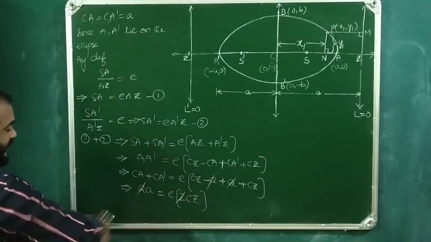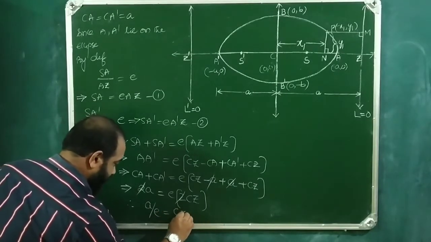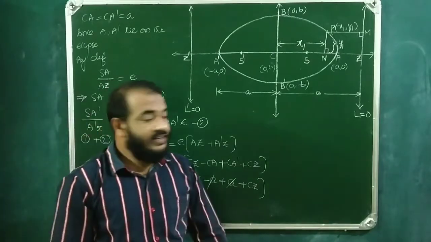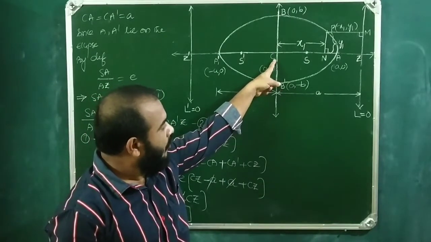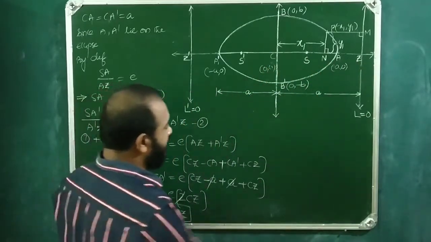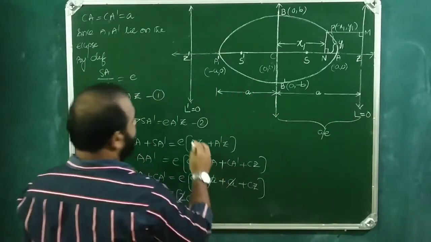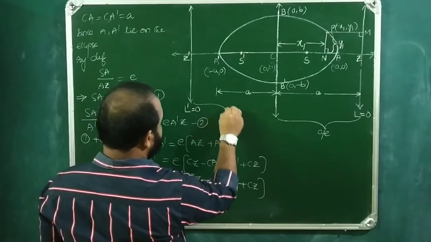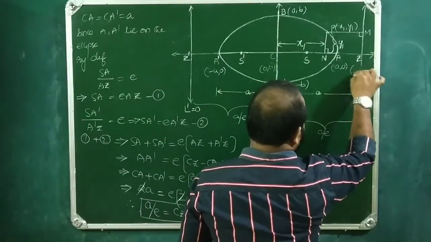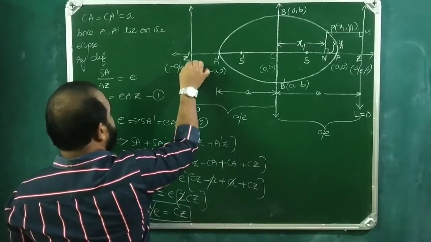So 2 gets cancelled. Therefore we get a by e is equal to CZ. That means the distance from the center of this ellipse to the directrix is a by e. In a similar way, this distance is also a by e. Then this point is (a by e, 0) and this is (minus a by e, 0).